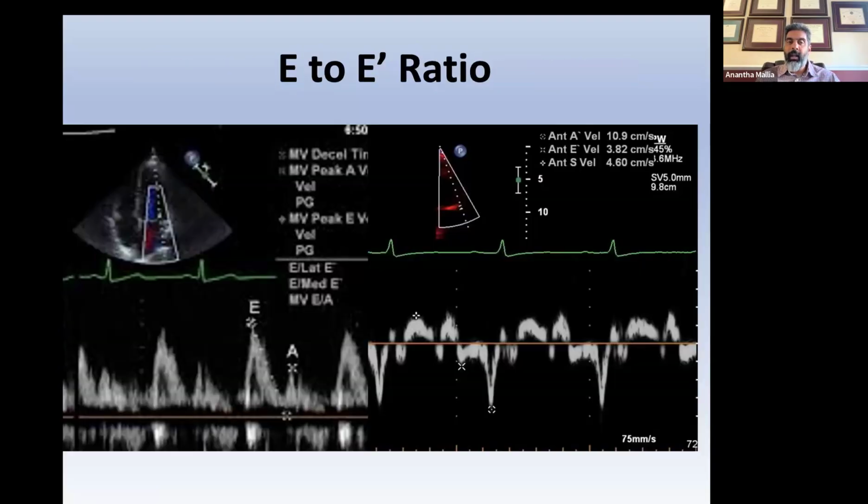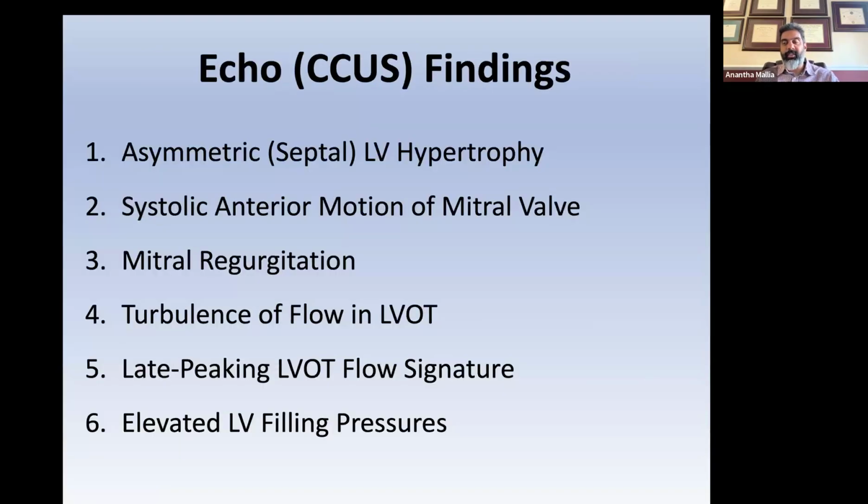Okay. So to summarize, these are the six cardinal findings that are doable by someone who has the skill sets and knowledge set that you already have. We talked about identifying asymmetric LV hypertrophy, systolic anterior motion of the mitral valve, mitral regurgitation, turbulent flow during systole in the LVOT, late peaking LVOT flow signatures, and elevated left ventricular filling pressure.